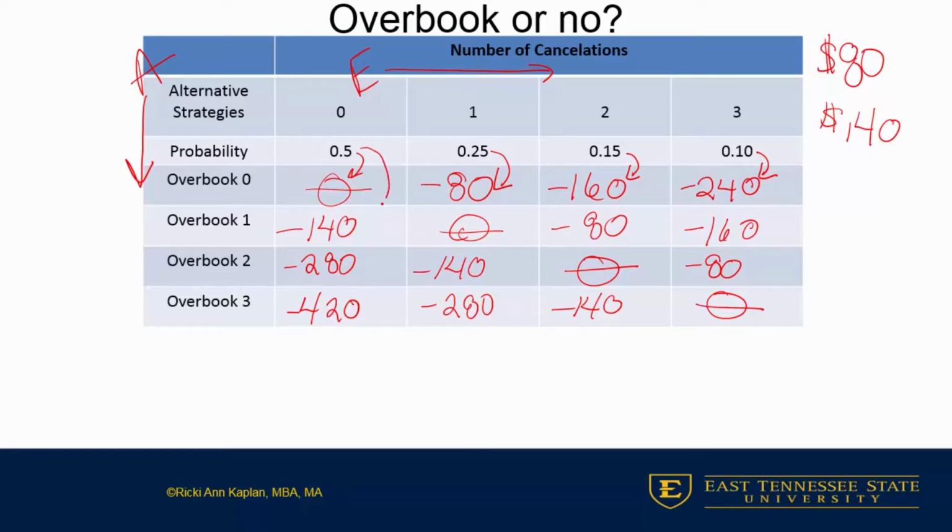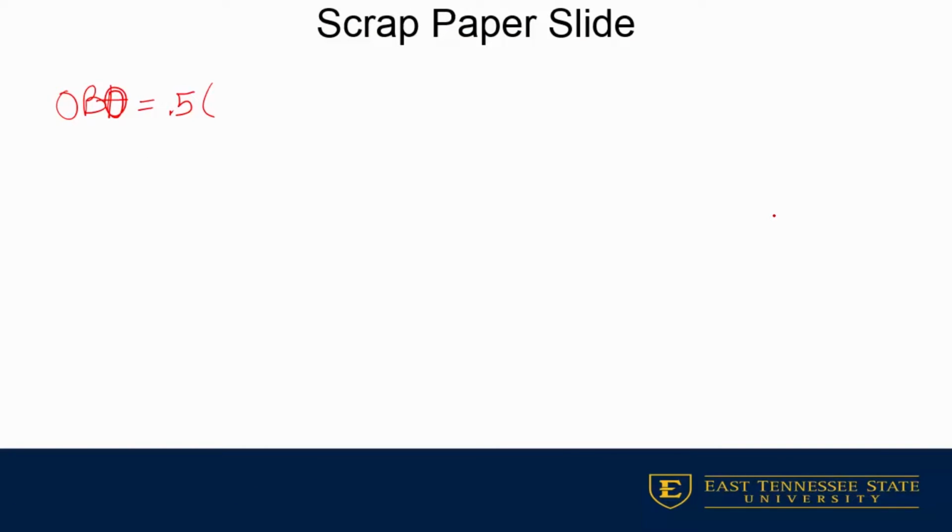I'll then go down and work with overbooking 1 room on each one of these. So taking a look at this, we are overbooking 0 rooms.